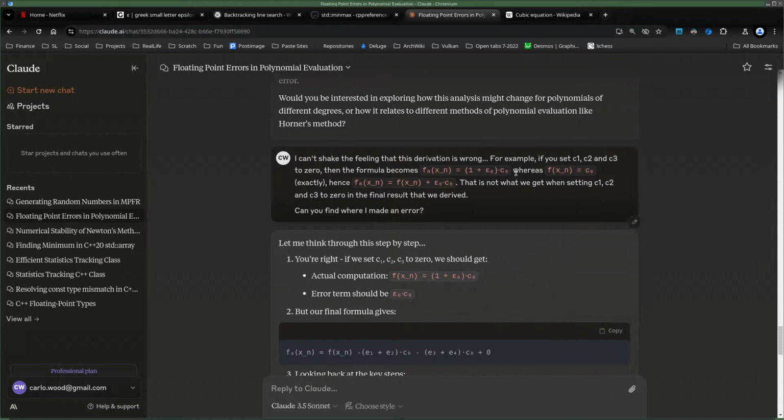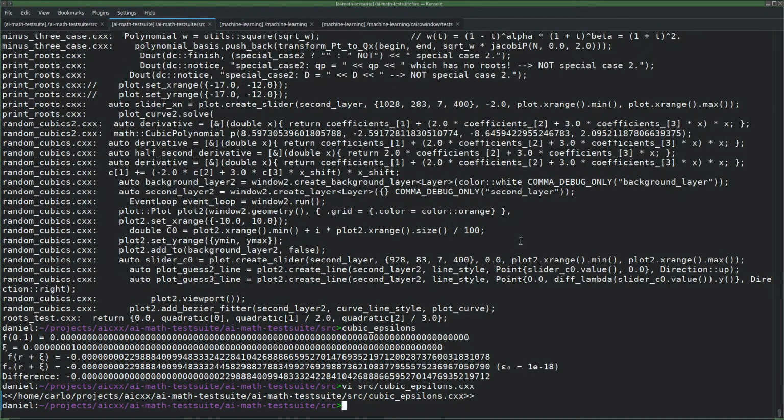Sorry, I say that the result should be epsilon 0 times C0. That should be the error term. So we can find this C0 now by taking the derivative with respect to epsilon 0 of the error term. And the result of that then should be equal to C0. So I want to have the derivative. Now, how can we calculate that?